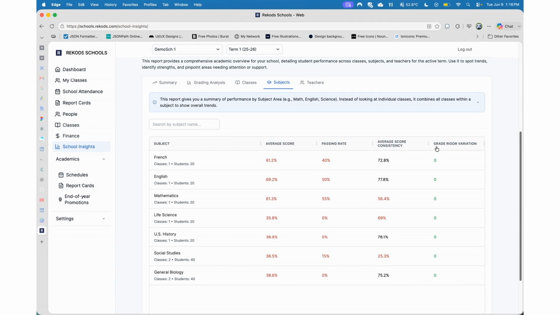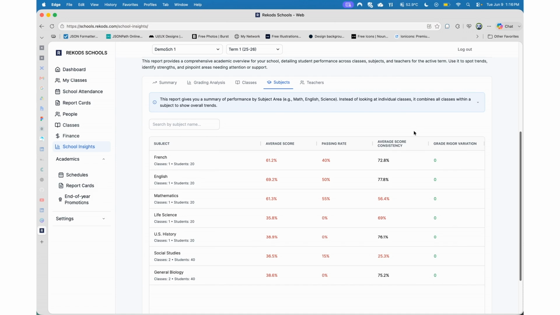Average score consistency tells you how similar the average performance is across different classes within the same subject. A high score means classes are performing comparably. A low score means there's meaningful divergence, which could be teacher-driven, student-driven, or curriculum-driven. Combined with the rigor variation score, you get a clear picture of whether a department is operating consistently or whether there are outliers worth investigating.